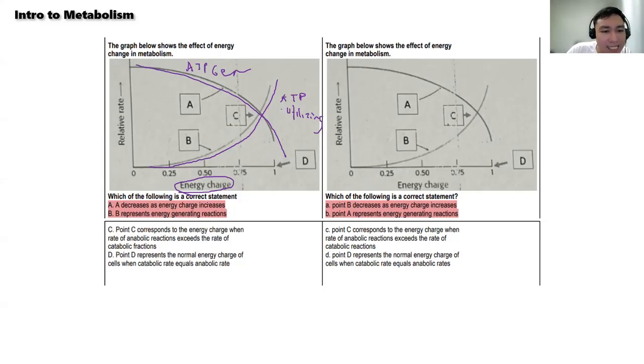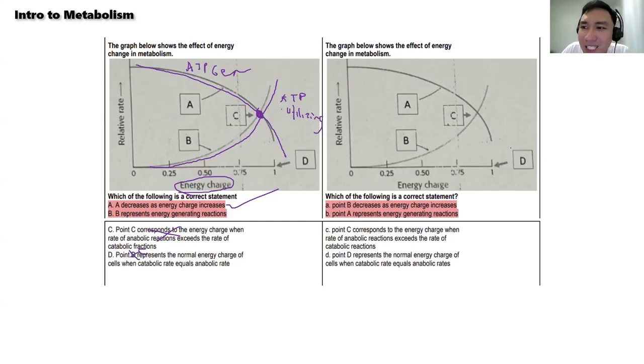Okay? So, which of the following is a correct statement? A decreases as energy charge increases. That's true. Diba? Kasi, as nga sa graph, nag-increase yung energy charge, bumababa si graph A, which is ATP generating. How about B? B represents energy generating reaction. Mali, that's your ATP utilizing reactions. Okay? Point C corresponds to the energy charge when the rate of anabolic reactions exceeds the rate of catabolic reactions. Point C, hindi. That's the point kung saan equilibrium, nag-equal ang ATP generating and ATP utilizing mo. So walang exceed doon. And point D represents the normal energy charge when the catabolic rate equals anabolic rate. As we said, that's not point D, but that's point C.